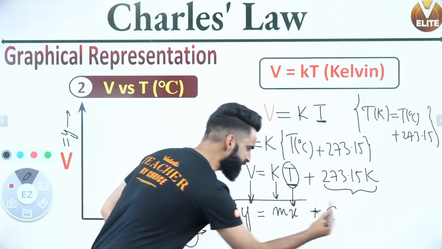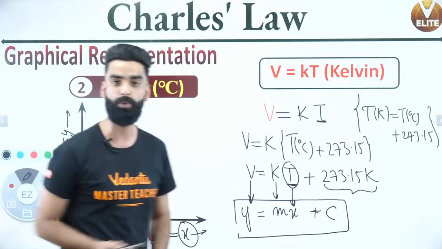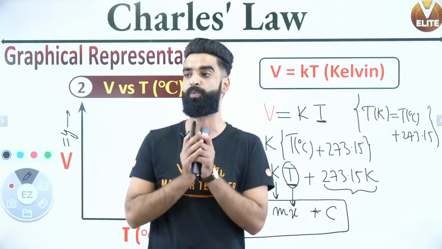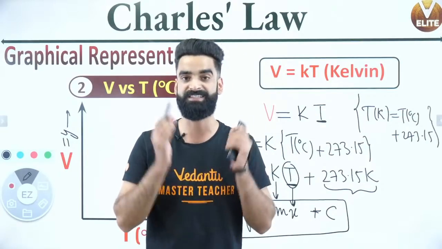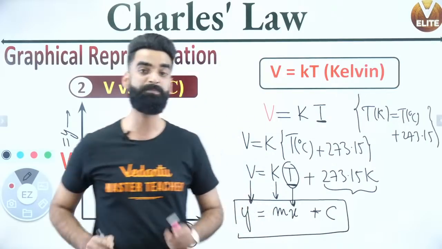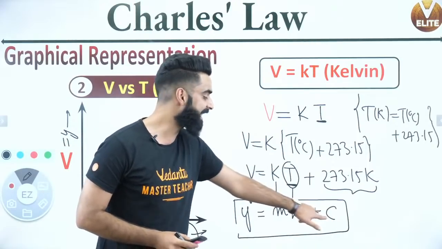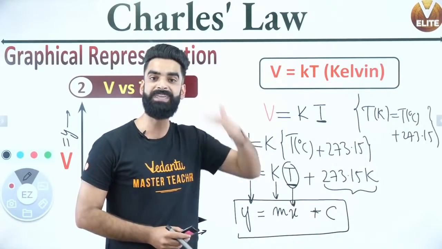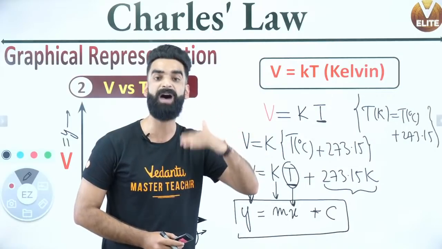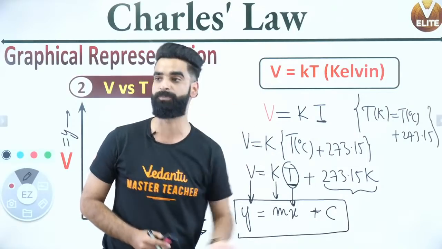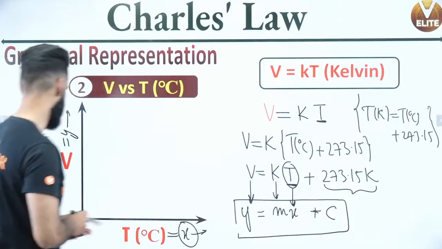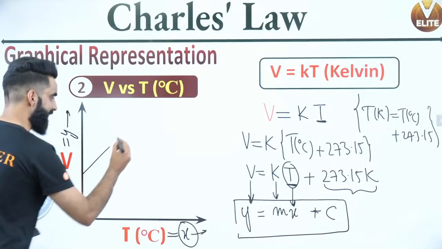Y is equal to mx plus C, and in the last session I told you the nature of the curve for y is equal to mx plus C. That is a straight line. But will that straight line pass through the origin? No, because I have got the intercept here, and the sign of the intercept is positive. That means the line is going to start above the origin. It won't be starting from the origin. Very simple. So the curve will be like this.